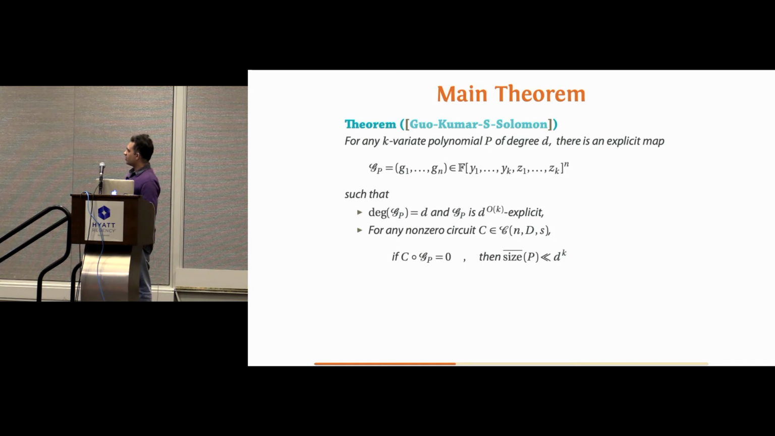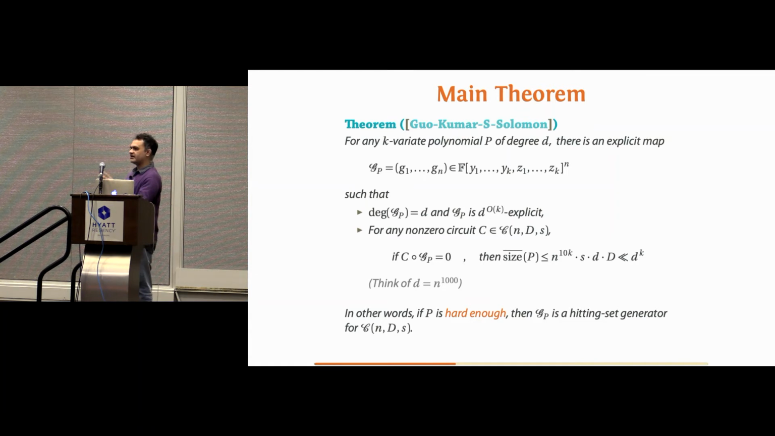And for every non-zero circuit C, if it so happens that C composed with this generator becomes 0, then the border size of P cannot be too large. So the contrapositive will say that if P was hard enough, then the resulting generator is actually going to be a hitting set generator for your class of interest.